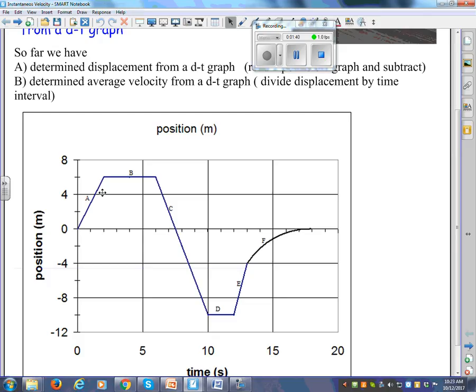So here we've got intervals A, B, C, D, E, and F. Do you sense clicker questions coming on? I do.